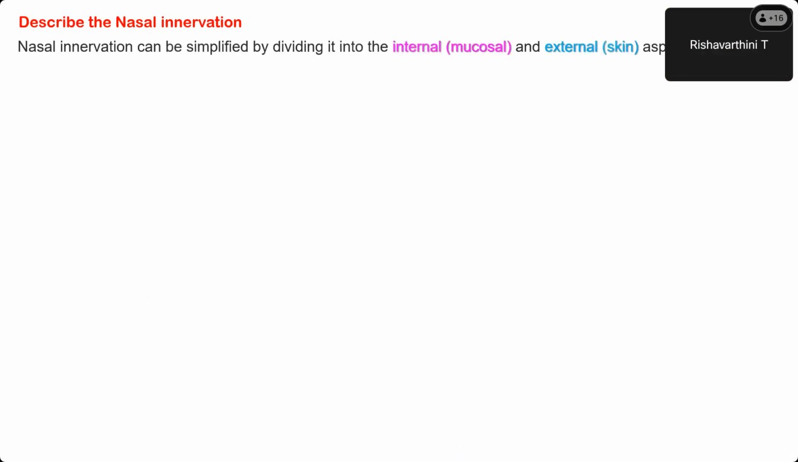So nasal innervation can be simplified by dividing into internal and external. So for the innervation of the nose, you have to first divide it into external skin sensation and internal. Mucosa is also very sensitive. So you have to divide that into internal, that is mucosal surface innervation, and external skin surface innervation.